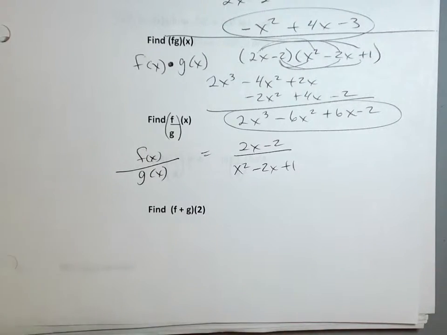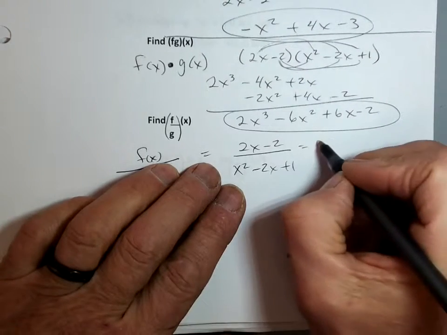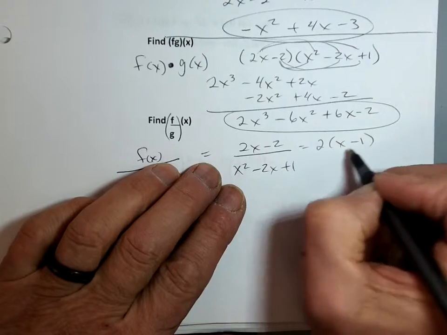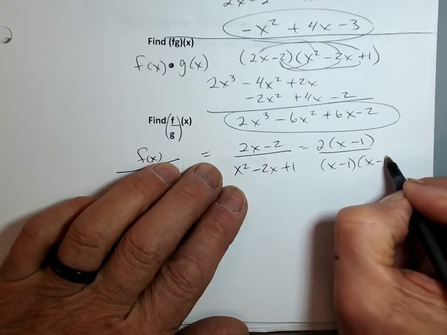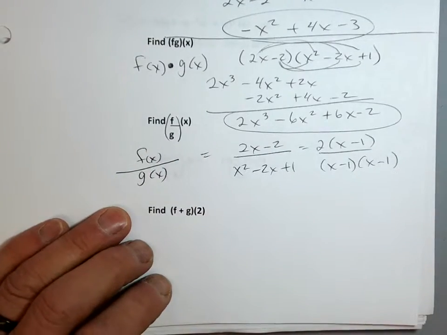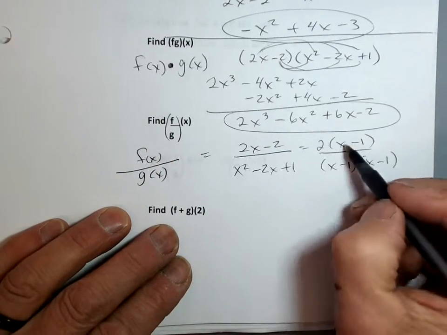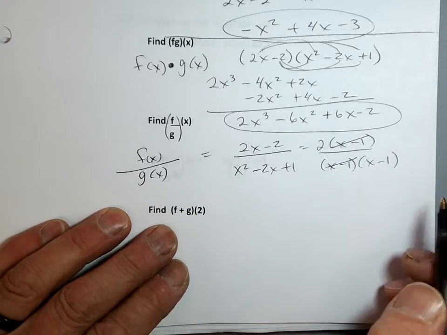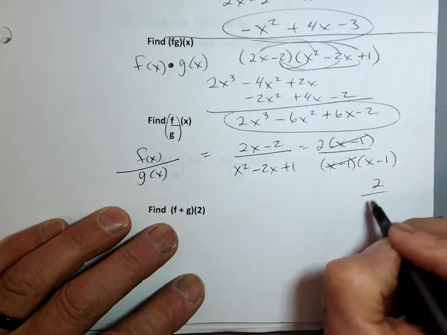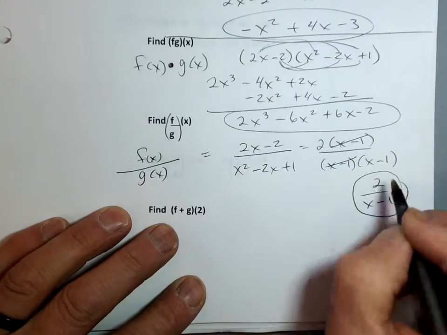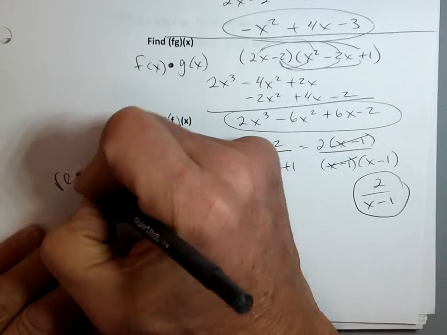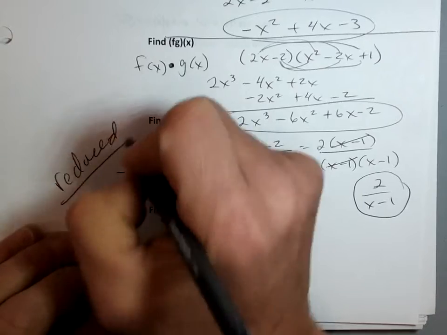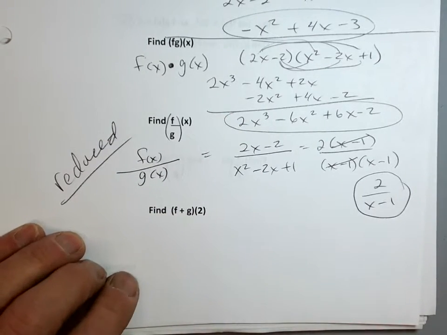Sure, let's factor. I get a 2 times an x minus 1 over an x minus 1 times x minus 1, right? Which is going to make them cancel, right? A 2 over an x minus 1, which is a much nicer answer. I just reduced my fraction, right? We reduced it. Got a reduced fraction, right?